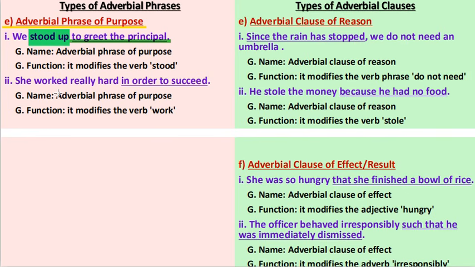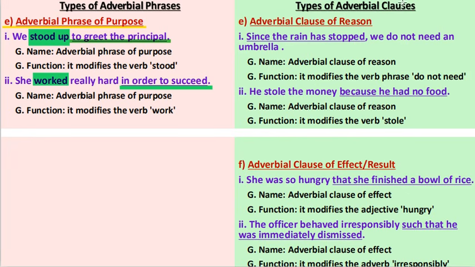The second example there is she worked really hard in order to succeed. In order to succeed is also an adverbial phrase of purpose, and it modifies the verb worked. It tells us the reason or the purpose of the verb worked. And what's that reason? In order to succeed.